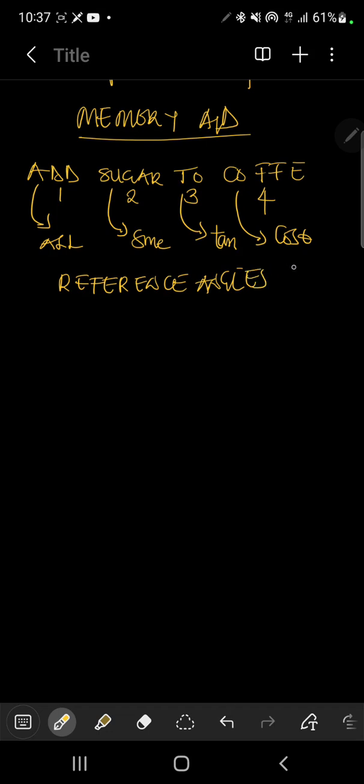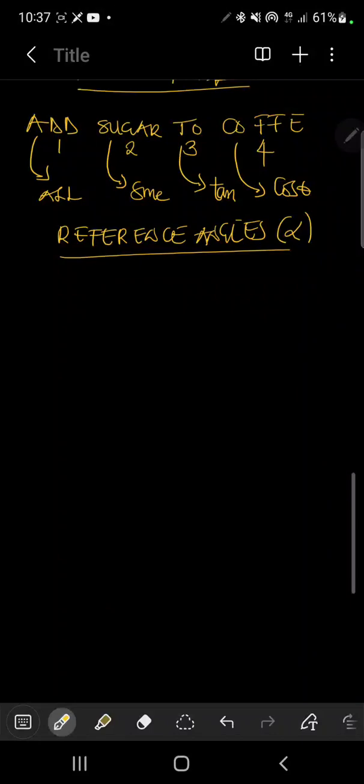So these reference angles are usually denoted by the symbol alpha. Now, what is a reference angle?